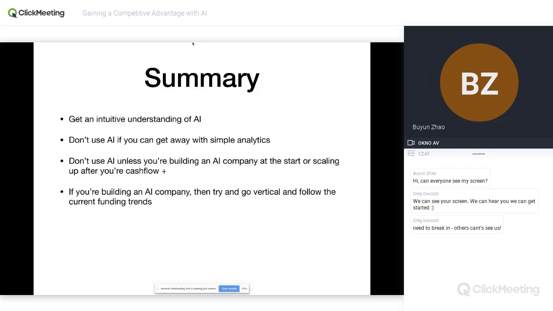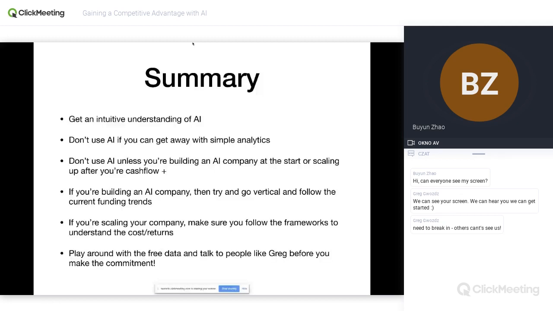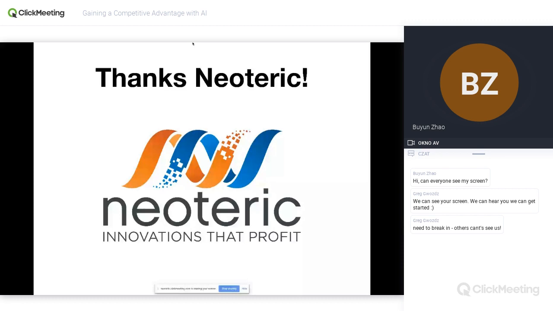If you're building an AI company, try and go for vertical and follow the current funding trends that I've just told you about. And if you're scaling up a company, make sure you follow the frameworks to understand the cost and returns. And the best way to do this is to play around with data, right? There's a lot of free data out there, and there's people like Greg that you can talk to before you make that commitment. And with that, I'd like to thank Neoteric for having me here.